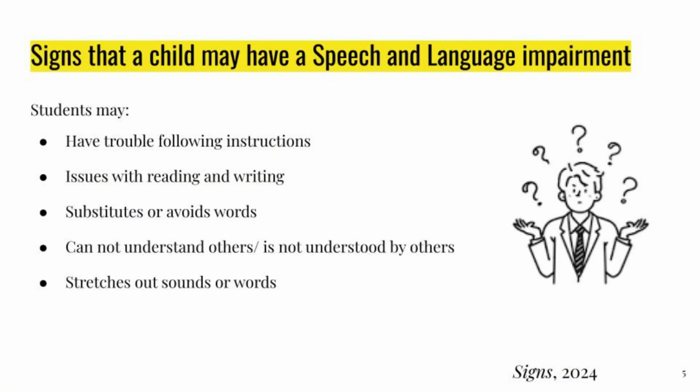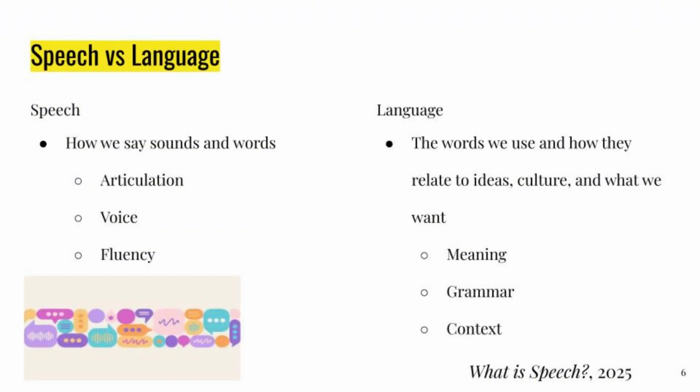As a teacher, you should be familiar with the signs indicating a student might have a speech and language impairment. Signs include having trouble following instructions, having issues with reading and writing, substituting and avoiding words, not understanding others or others not understanding them, and stretching out sounds or words. It is important to keep logs of these observations so that you can present them in IEP meetings or to the child's speech-language pathologist.